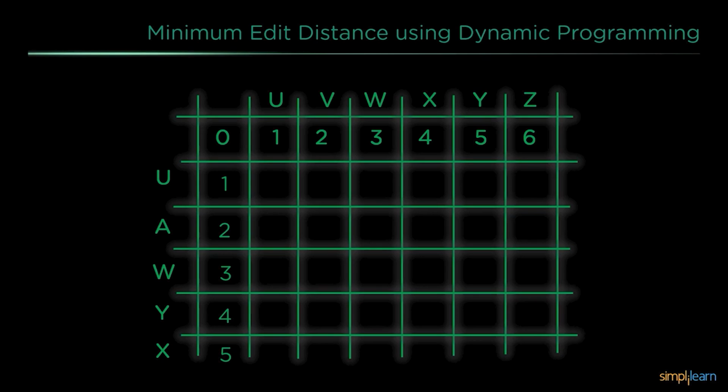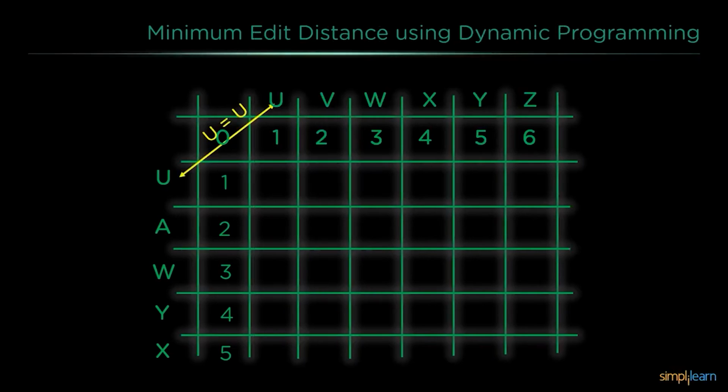Let's get started on filling out the rest of the matrix. Since the first character of string 1 is U and the first character of string 2 is also U, converting the U will not require any operations.